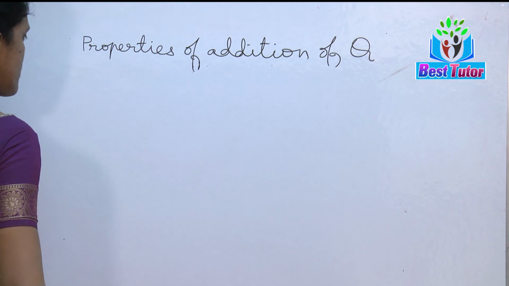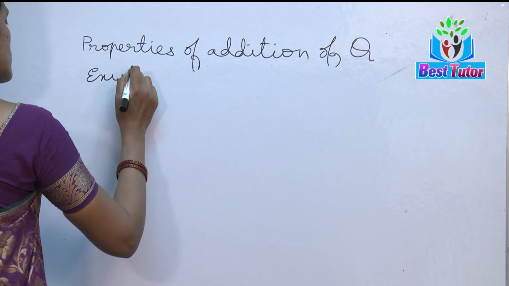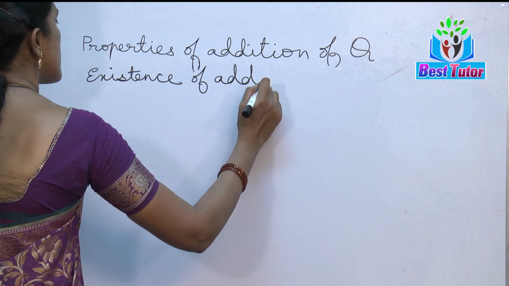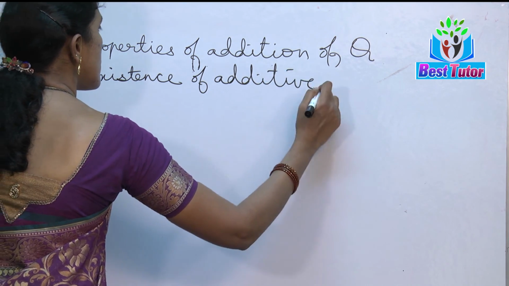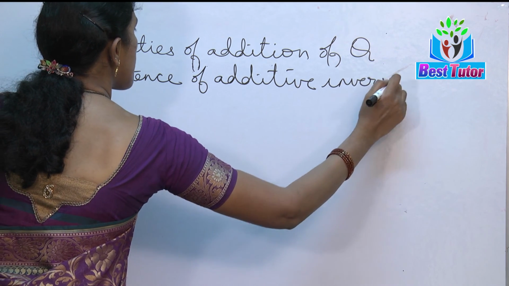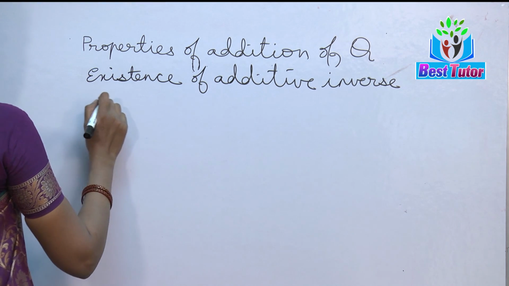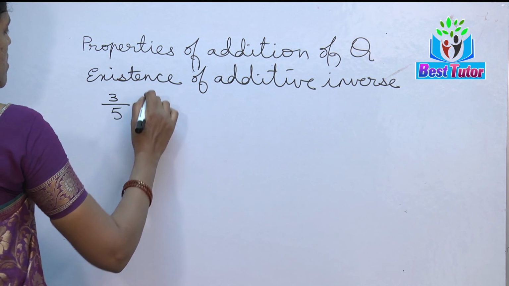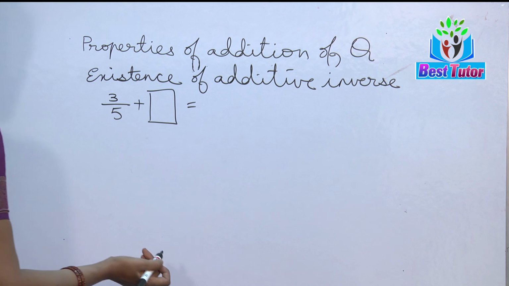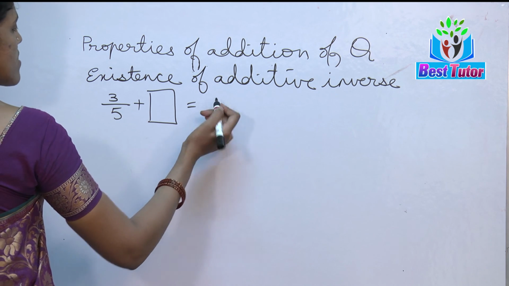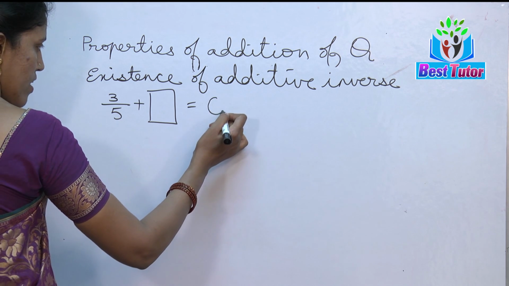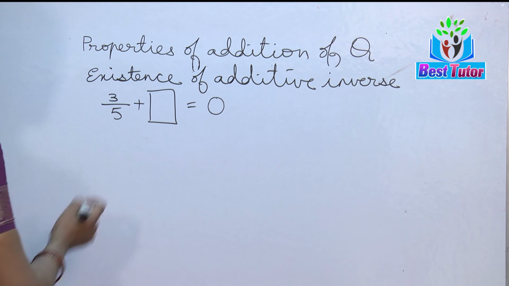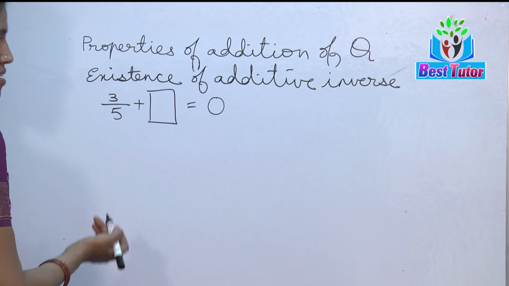The next property is existence of additive inverse. Let me consider an example of 3 by 5. I would like to add some rational number to 3 by 5 so that the result is going to be the additive identity. Just now we have seen that 0 is the additive identity of rational numbers. So what would be the rational number which when added to 3 by 5 results in 0?